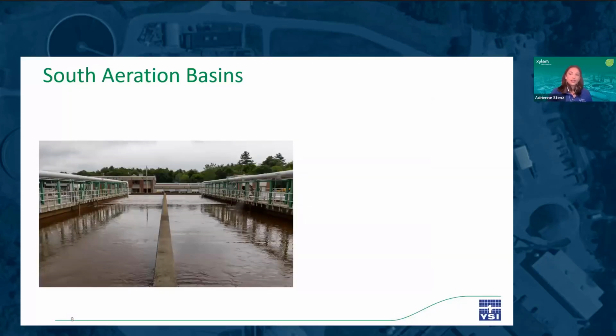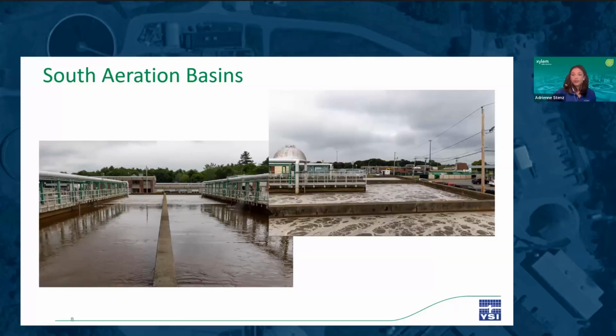This is what the south aeration basins look like. These are ditches with an aerobic zone that spans the back half of the ditch. This photo is actually half Basin 6, half Basin 7, but it gives you a clear picture of how the ditch wraps around and the difference between the anoxic and aerobic zones. Here's another photo showing the aerobic zone for South Basin 7, 6, and 5.